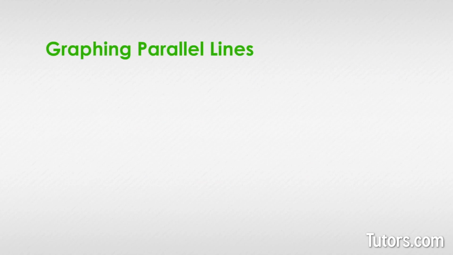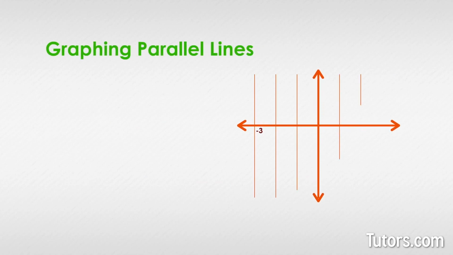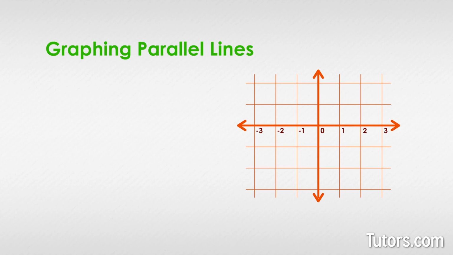Now let's look at graphing parallel lines. In coordinate graphing, parallel lines are easy to construct using the grid system. A simple equation can provide all the information you need to lay out a line. 3x minus y equals -4.